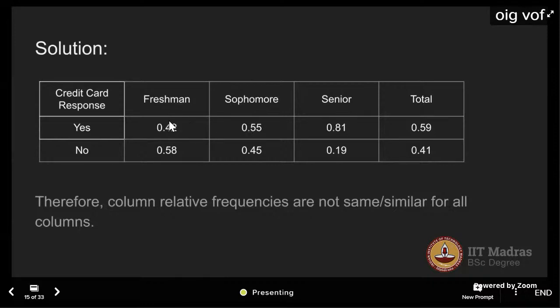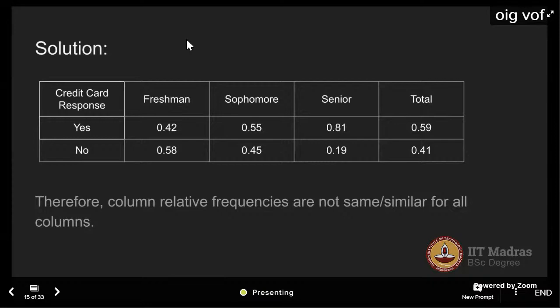If all these are the same, if for senior it's also 0.42, 0.58, then you can say that these are not related, because it doesn't matter if you are a freshman or senior, the chances are the same. So there is no relation between the two. That's why we always calculate column and row relative frequencies.